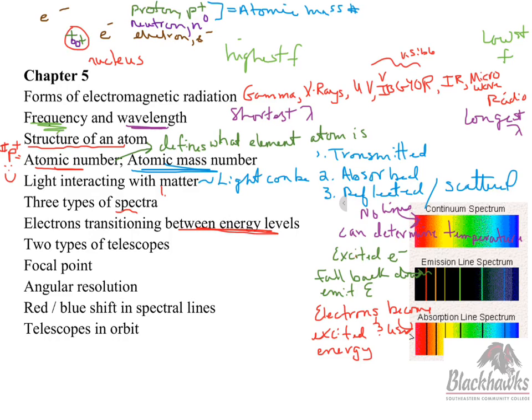And this emission line spectra, I have in green: excited electrons fall back down, emit energy. That's that middle one. That's Kirchhoff's second law. But I don't think on this test I ask which of Kirchhoff's three laws. You don't have to do that this time. And this one down here has to do with electrons too. Electrons become excited, and this says they use energy.